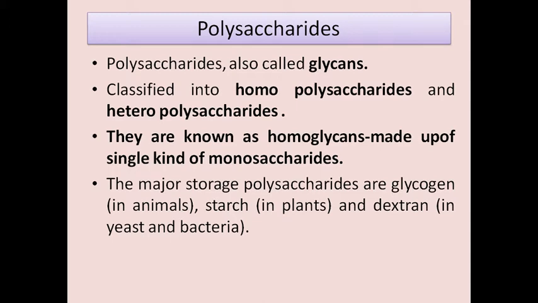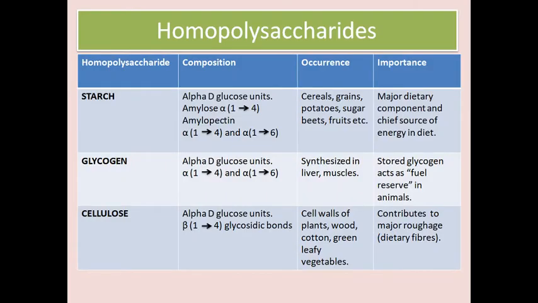If different sugar groups are attached, then it is called heteropolysaccharides. An example of heteropolysaccharide is mucopolysaccharides or glycosaminoglycans, which we'll be seeing in the next part of the video. So in today's part we will be seeing just what are homopolysaccharides. So homopolysaccharides include starch, glycogen, cellulose.